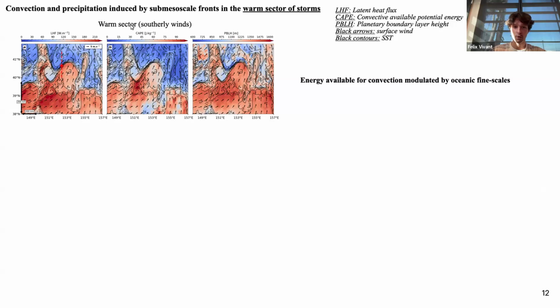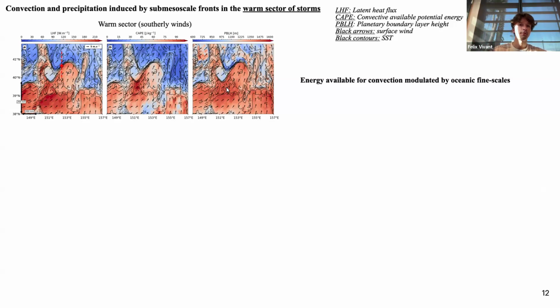So over 5 days, we just select the frames when the wind is blowing from the south. And that's what you can see on those plots. Since we removed most of the atmospheric variability, we can only see the modulation of latent heat flux due to oceanic mesoscale and submesoscale. So an enhancement over warm eddies, but also sharp gradients across submesoscale SST fronts.